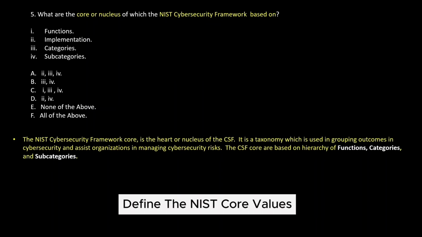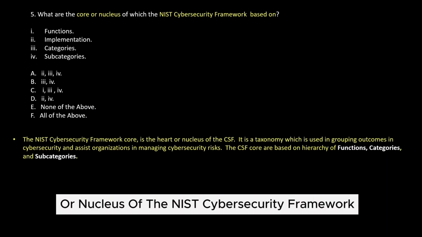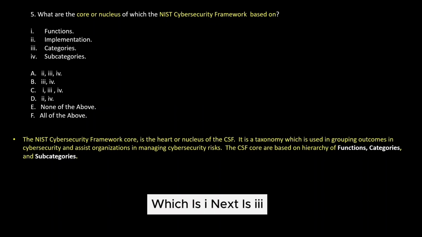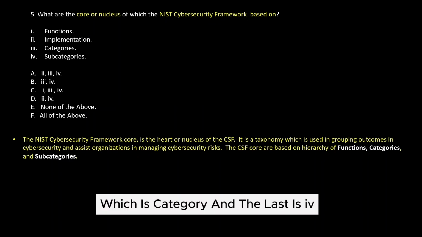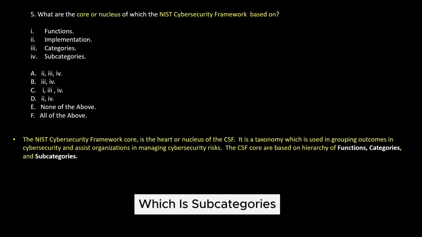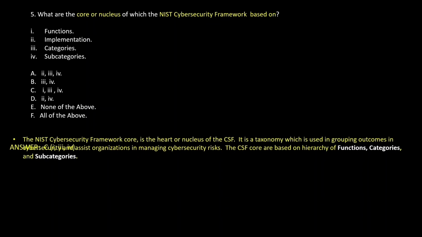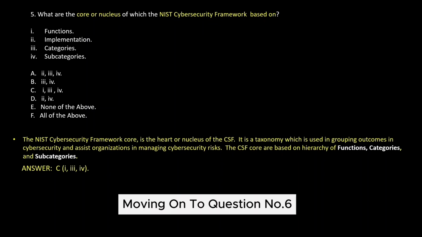So having defined the NIST core values or nucleus of the NIST Cybersecurity Framework, the correct answer to this question is function, which is I. Next is III, which is categories. And the last is IV, which is subcategories. The right answer is option number C. Moving on to question number 6.